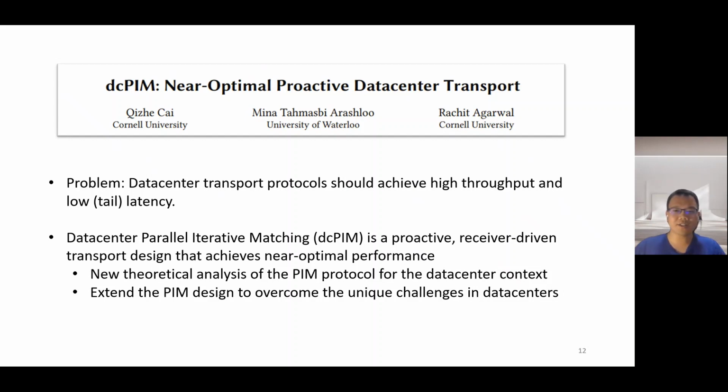As the name suggests, this work revisits PIM, a very classical scheduling algorithm for switch internal fabric scheduling. But the data center is very different from a switch internal fabric. So the authors conducted a new theoretical analysis of the PIM protocol for the data center network context. And based on this new theoretical analysis, the authors extended the PIM design to overcome challenges introduced by data center networks.